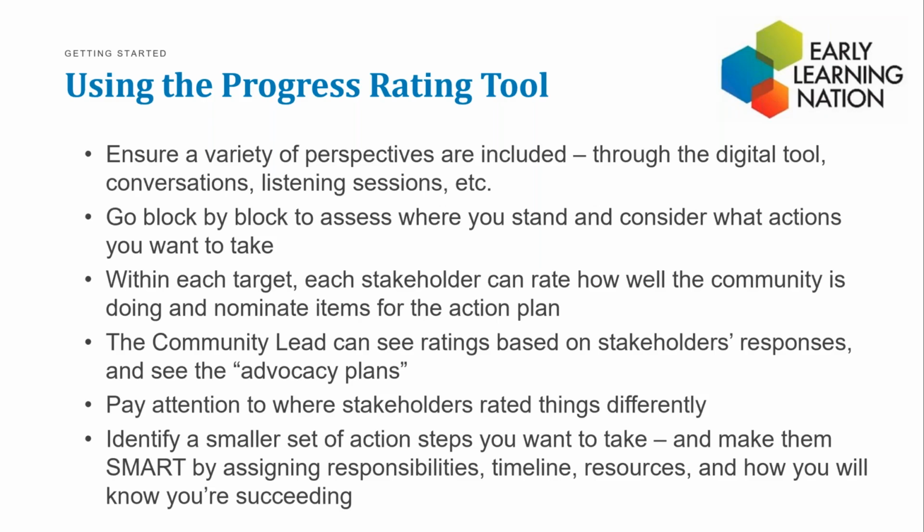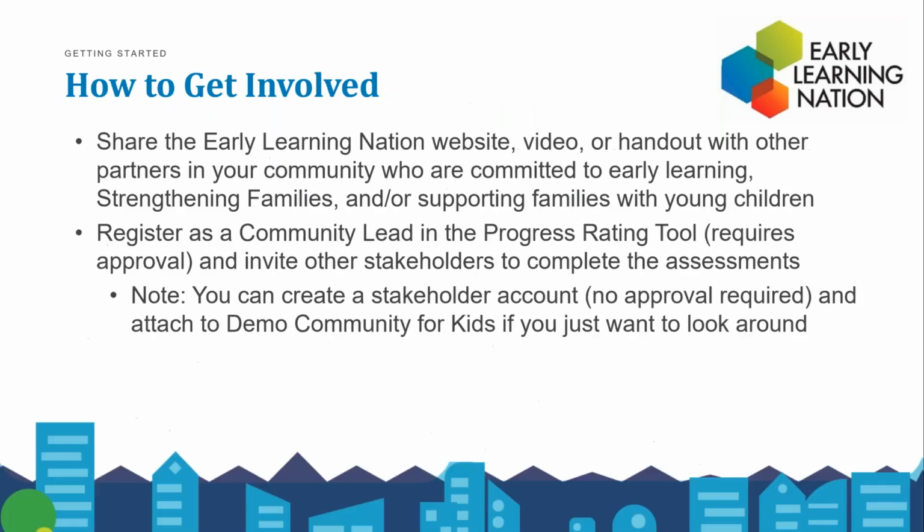And then I do recommend identifying a smaller set of action steps, not every possible thing that everyone wants to do, because that quickly becomes overwhelming and then you end up maybe not doing anything. So focus on a smaller number so you can really do them well, and assign those responsibilities and timeline and resources and a progress indicator so you can say, oh, we were going to have this step done by March and we're not there yet, so we need to adjust our plan. So to really be conscientious about it.